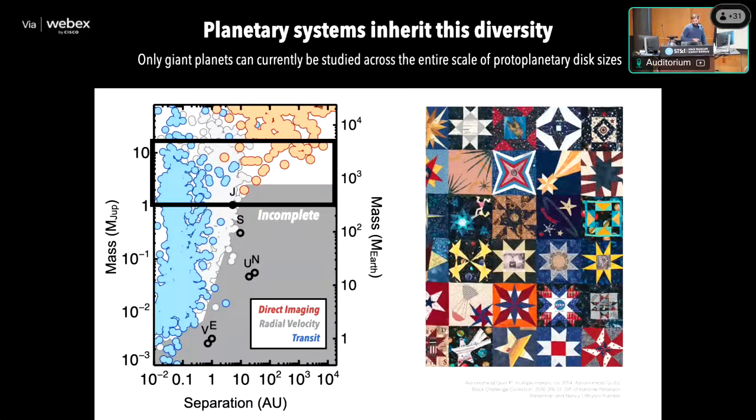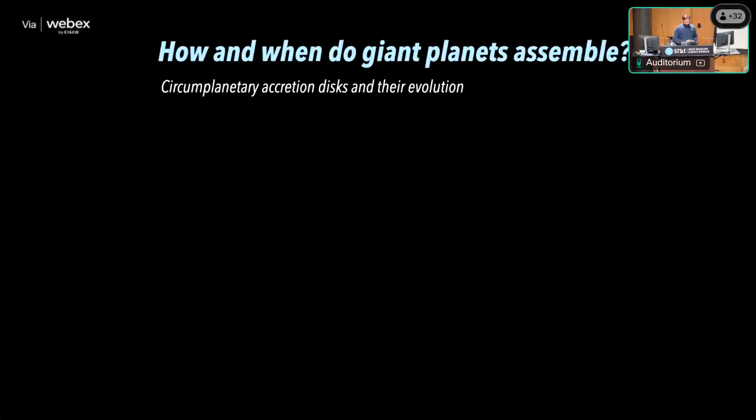So we can begin to stitch these together and create, let's say, a quilt or a tapestry of what planets look like, at least across separation. And I think one of the goals in the field, something I'm excited about, is also doing this as a function of time.